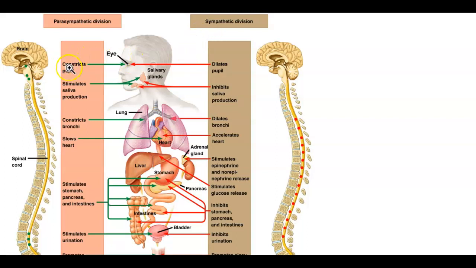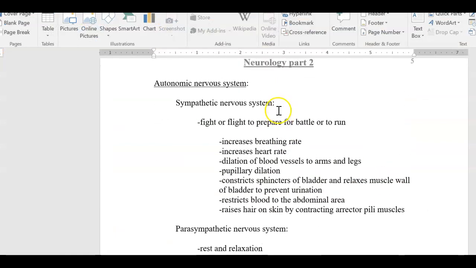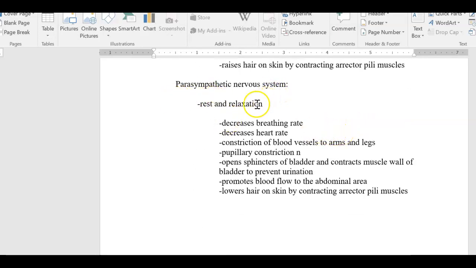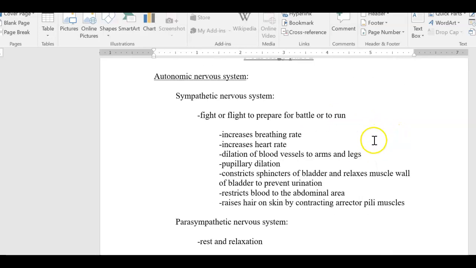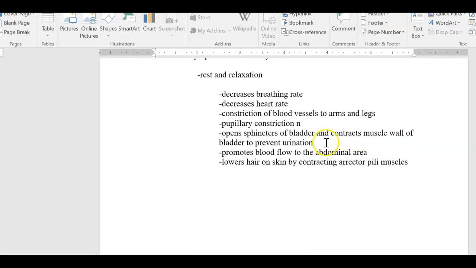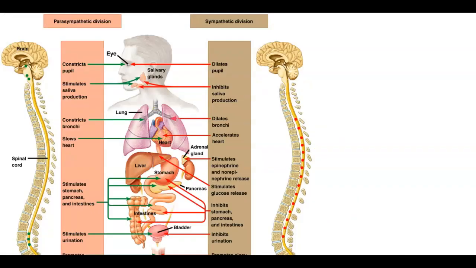So these are not going to follow the same order as your handout. I do recommend you look at the handout. Let's find that here for you. We have the autonomic system. We have the sympathetic nervous system, called fight or flight, which prepares for battle or to run. And we have the parasympathetic nervous system, rest and relaxation. They are essentially opposites. If one increases your heart rate, the other will decrease your heart rate, etc. So let's run through some of these autonomic systems for you.